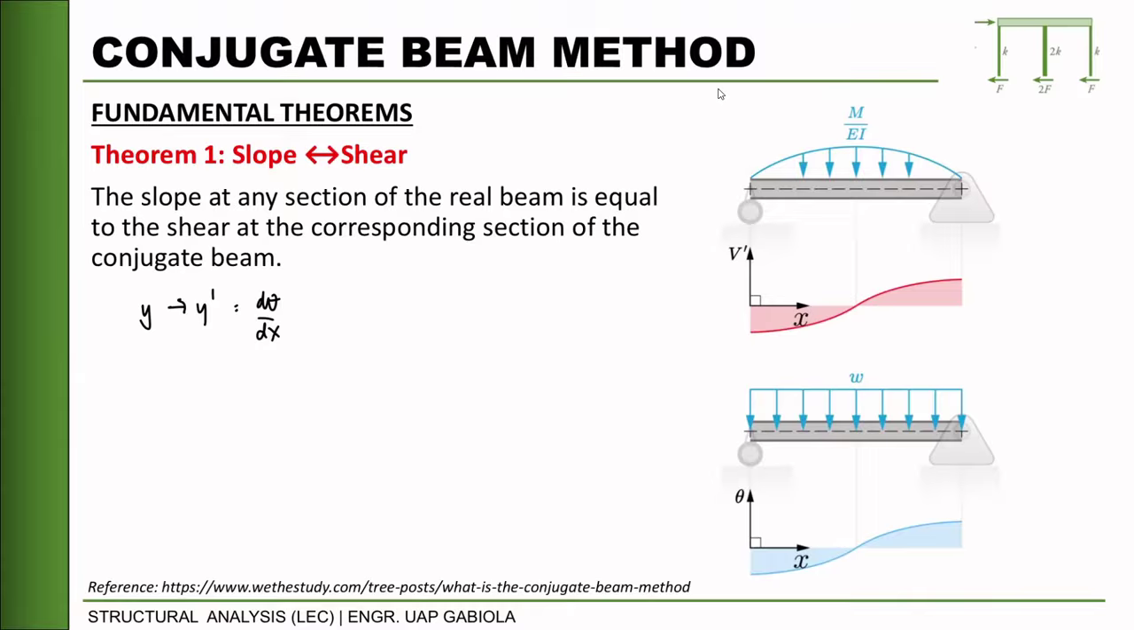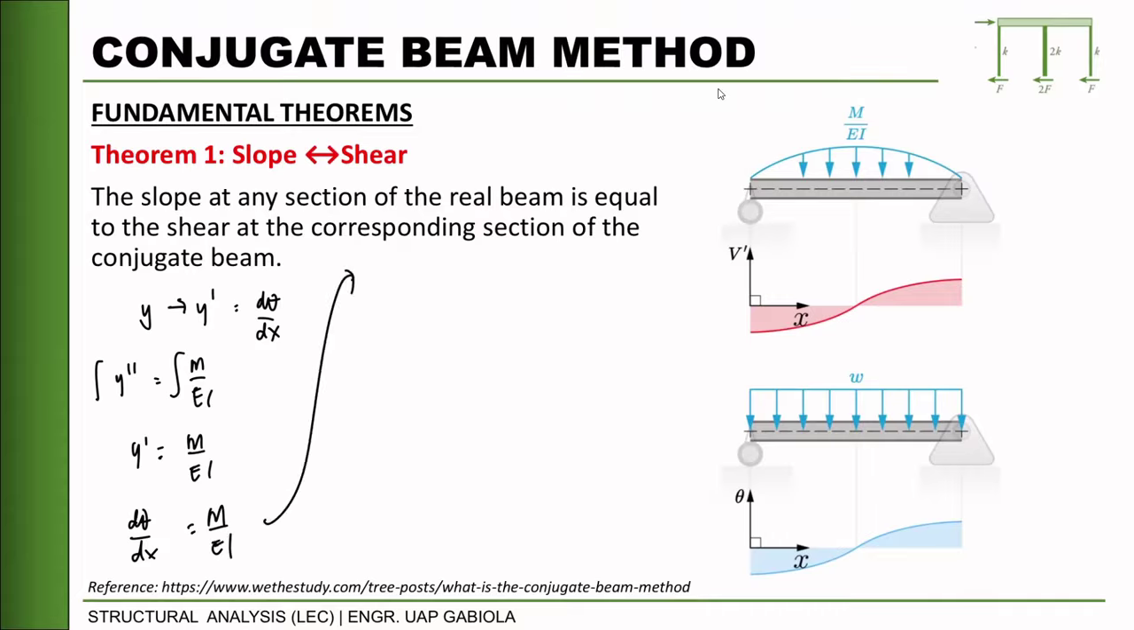From our curvature equation, again, y double prime equals M over EI, as we derived before. Once we integrate this, we get the slope. The slope can be represented as d theta over dx equals M over EI, or d theta equals M over EI dx. Performing integration, we have theta, our first integration, equal to this equation.